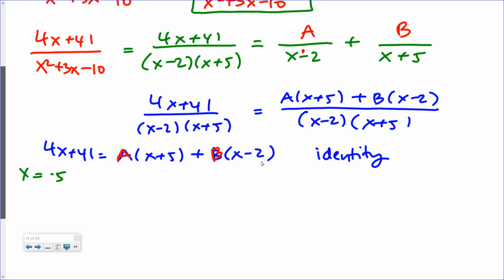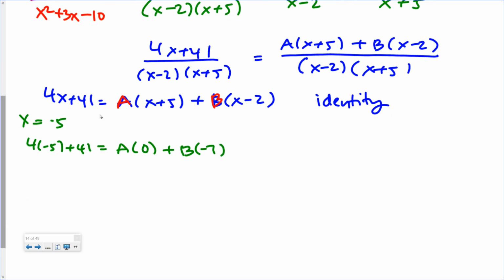And remember, x can be anything I want it to be. So this equation becomes 4 times negative 5 plus 41 is equal to a times negative 5 plus 5, which is 0, plus b times negative 7. You guys see I'm just plugging in negative 5 into this equation. That's an identity. And this is going to give me negative 20 plus 41, which is 21, equals 0 minus 7b.